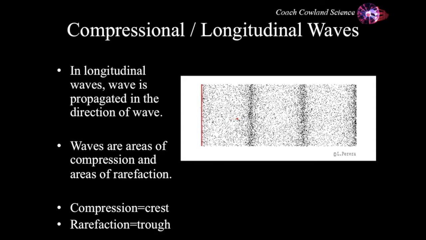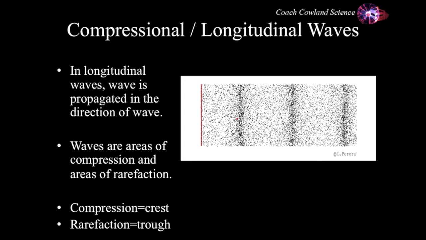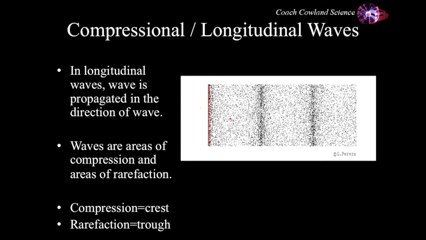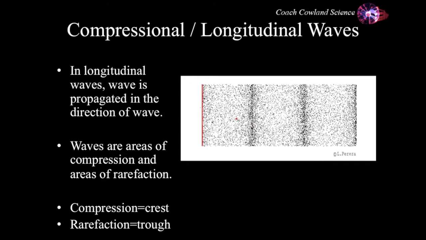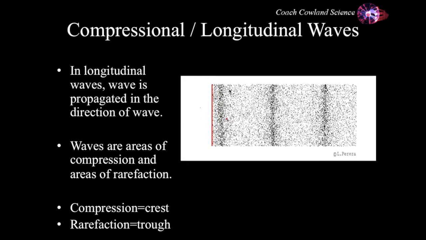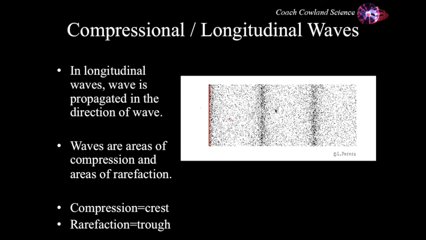The other kind of wave is a longitudinal wave. And in a longitudinal wave, you can see these areas of high density and low density. The areas of high density are in fact the crests of the wave. And in between each area of high density, this area of low density is the equivalent trough.